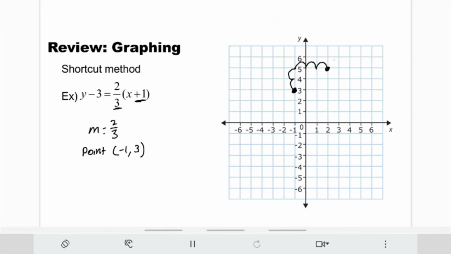Oops, excuse me. And then as always, little arrows.